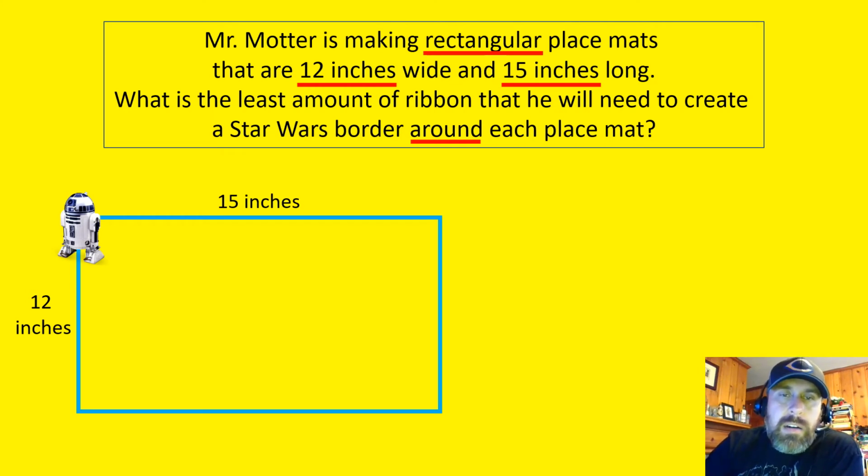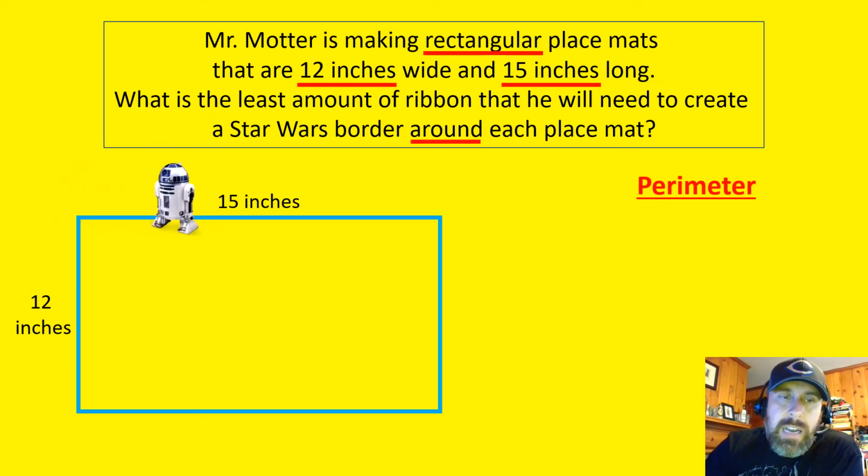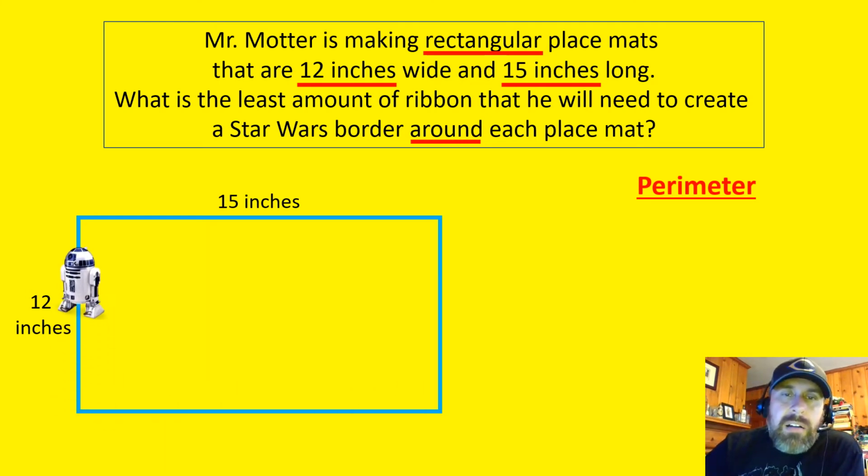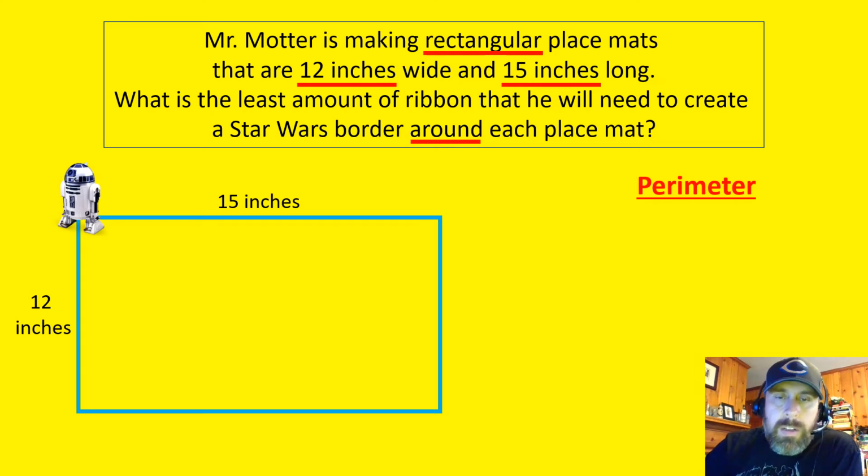Now, around. Is that on the inside or the outside? Well, let's see. Around would be perimeter. That is around the outside. So here's R2-D2. He is traveling around the outside of the placemat, going around the border. So how do we find perimeter? That's pretty simple. We just add up the sides.